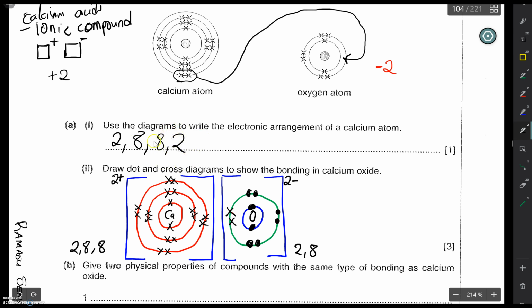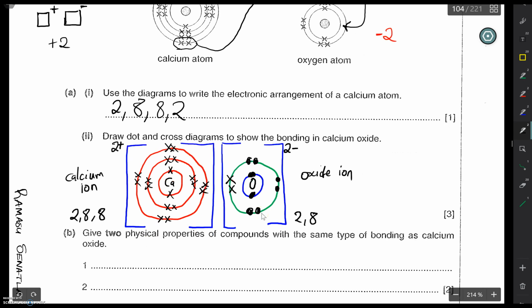So you can see that calcium has lost these 2 electrons. They've been gained by oxygen, and oxygen now has 8 electrons in the outer shell. So you could also label this as the calcium ion, and this one is the oxide ion, right? So let's move on to part B.